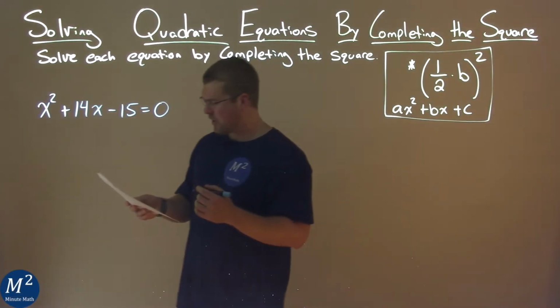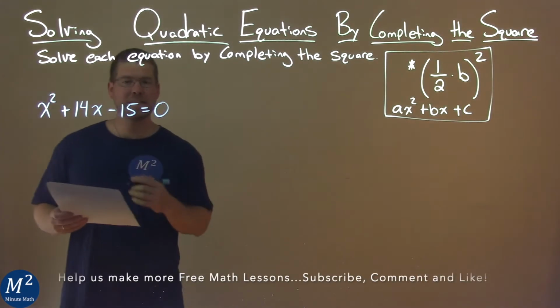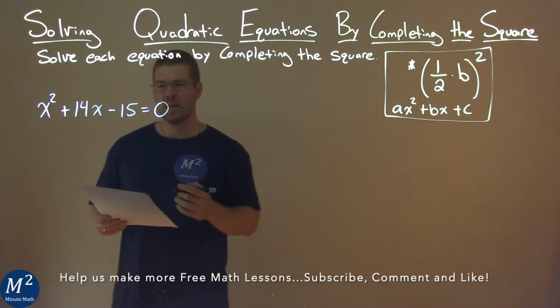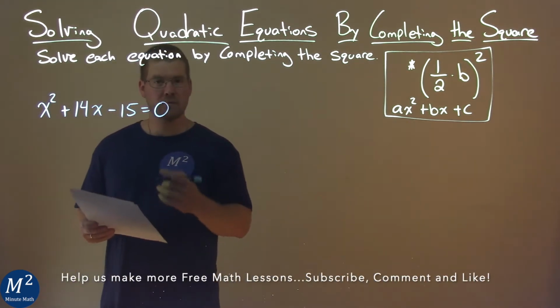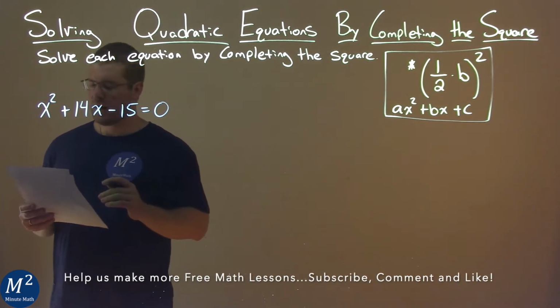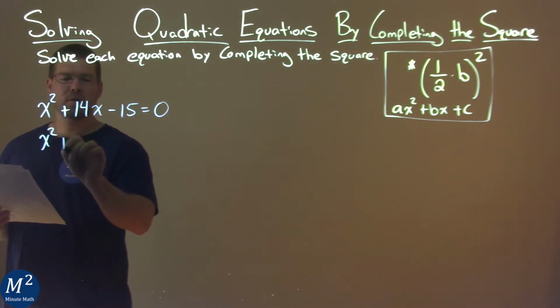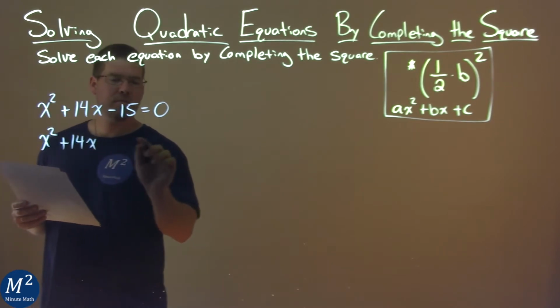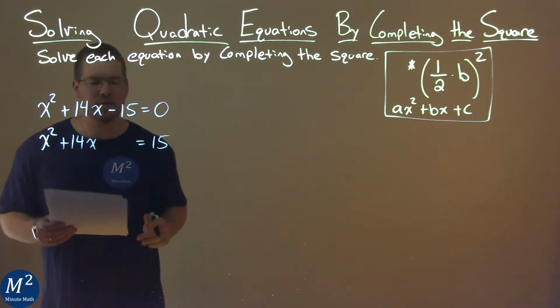We're given this problem right here, x squared plus 14x minus 15 equals 0, and we need to solve this by completing the square. Well, the first thing I want to do is add 15 to both sides. So we have an x squared here plus 14x, I'm going to leave a space, equals positive 15.